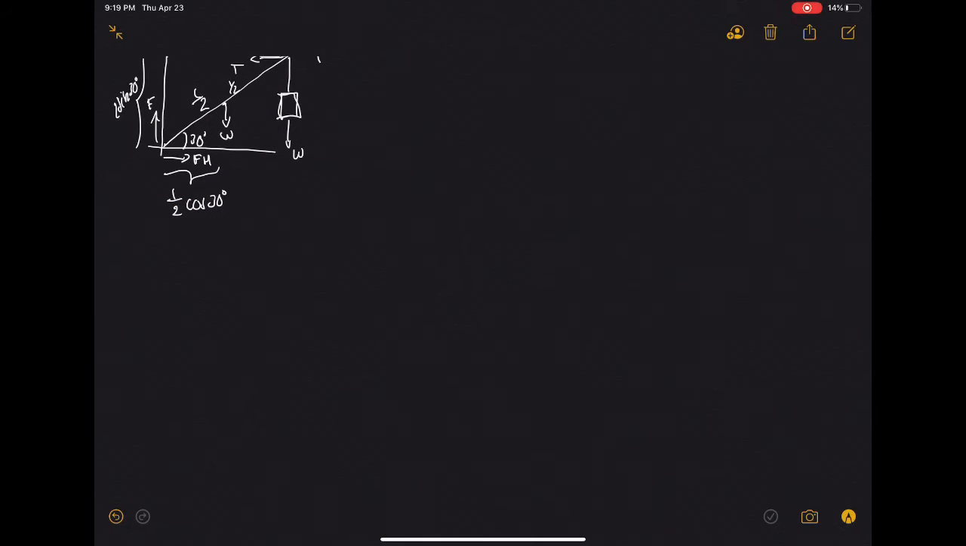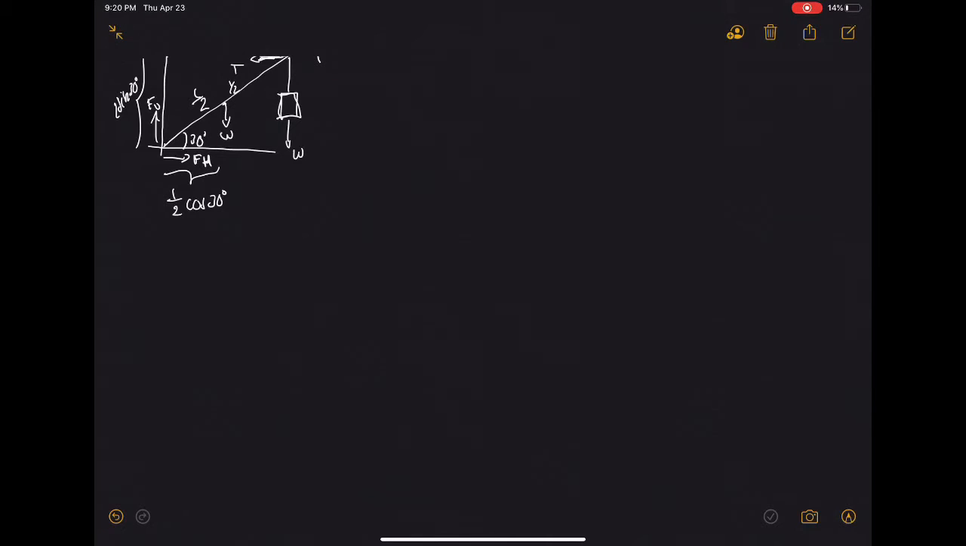Okay, for the first part, it's asking to find the tension T in the cable in the arrangement. So first, we have to see all the information we have. We have the weight of the suspended weight, and we also have the weight of the strut, both are the same. Also, we have this tension in the horizontal direction going to the left, and also we have these two forces, the vertical force and the horizontal force.